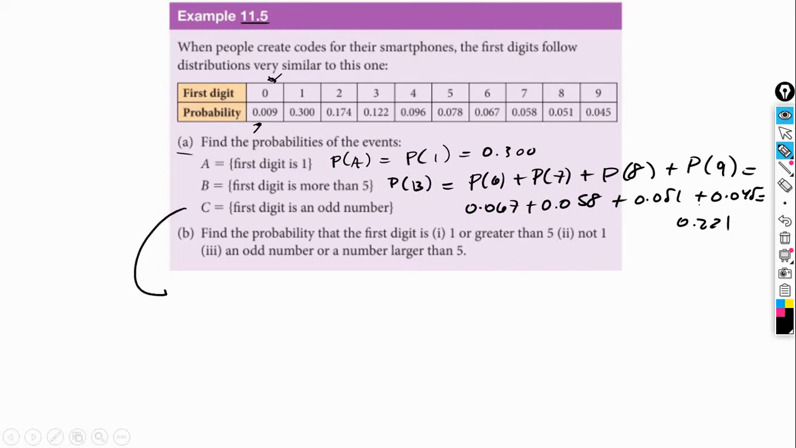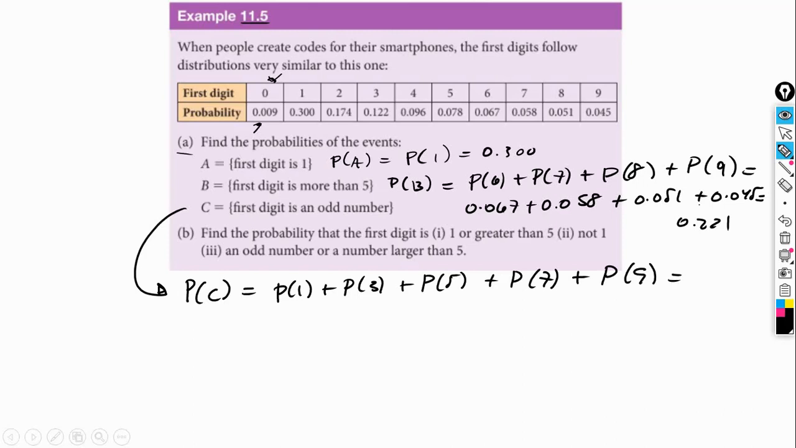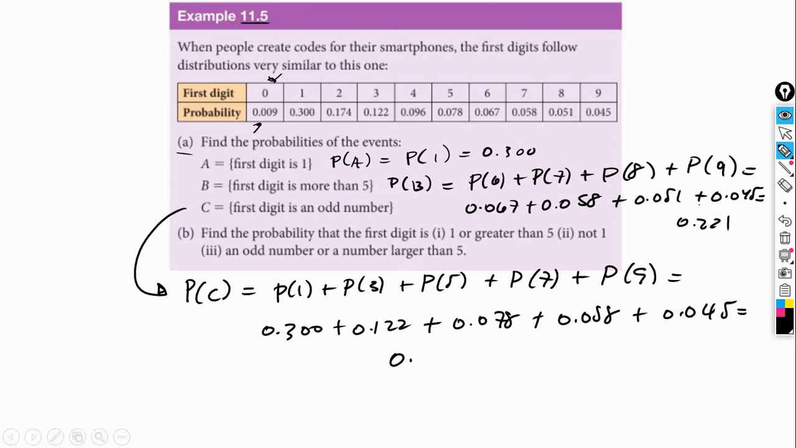The probability of C, which I'm going to do over here. The first digit is an odd number, so that's just going to be the probability of 1 plus the probability of 3 plus the probability of 5 plus the probability of 7 plus the probability of 9. Again, all we have to do is a sum, and it's going to give us 0.603. So 60.3%.